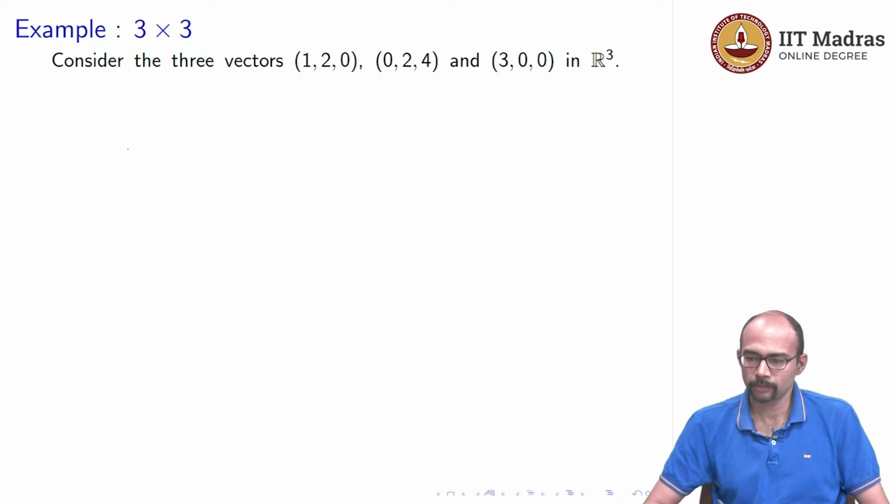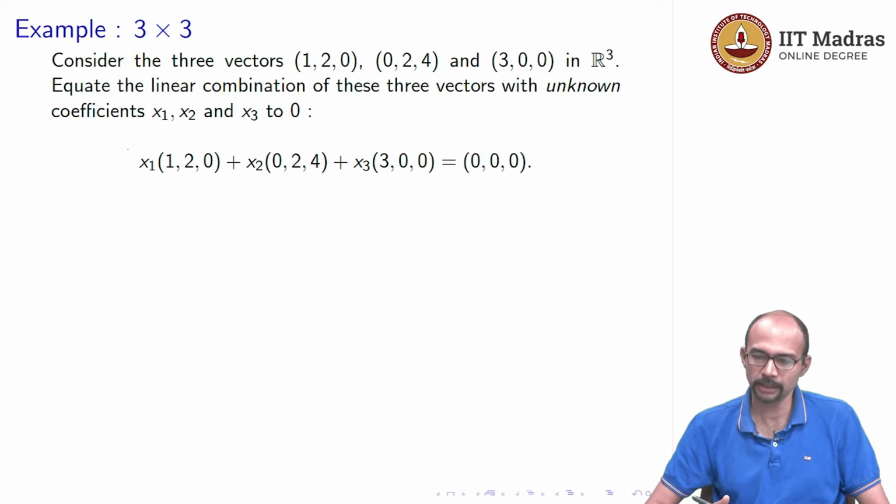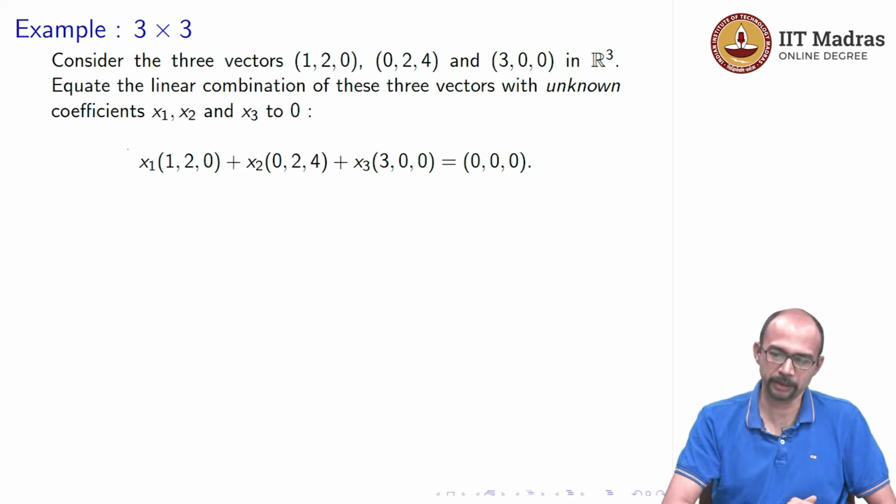Okay. So, actually right away you can see that these are linearly independent, because if they are not, that means one of them can be written as a linear combination of the other two, and just by observation you can see that is not possible. But let us go through our usual method.